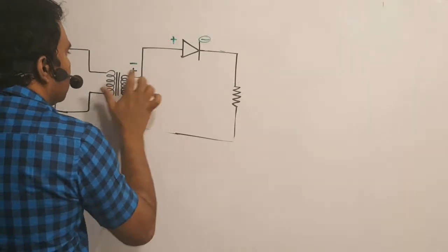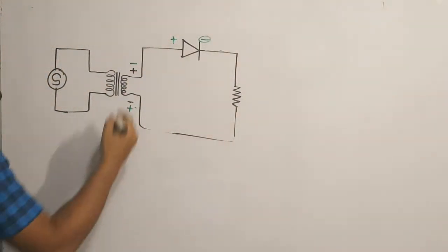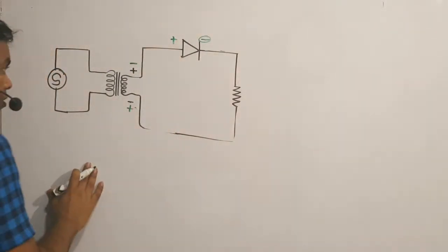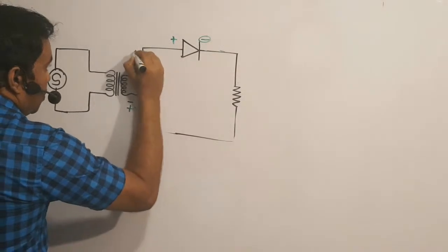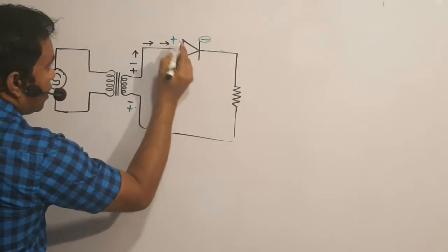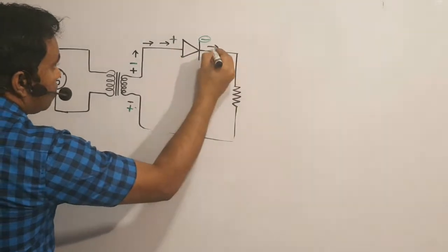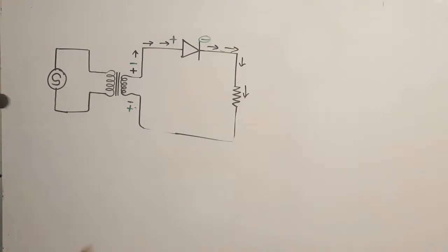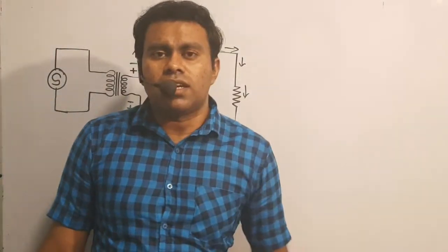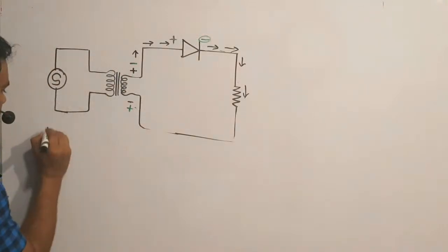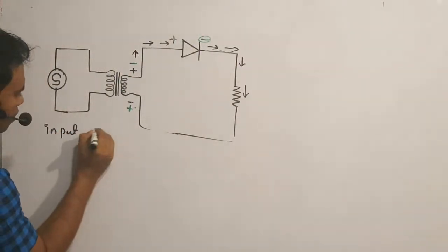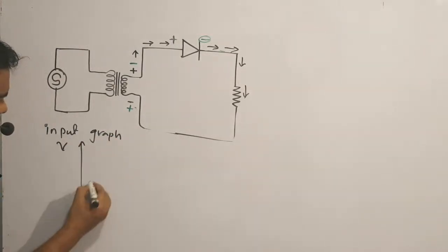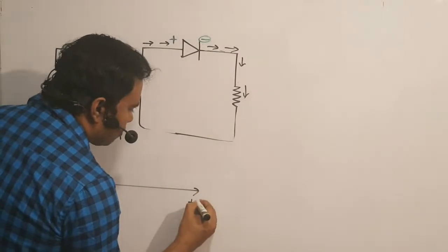Okay. Now here, if current comes this way, okay, so positive and diode also positive, and it allows an electric current to pass. So now we have to demonstrate this by using a graph. Okay, two types of graph: input graph. Okay, so here's the voltage value and here's the time.